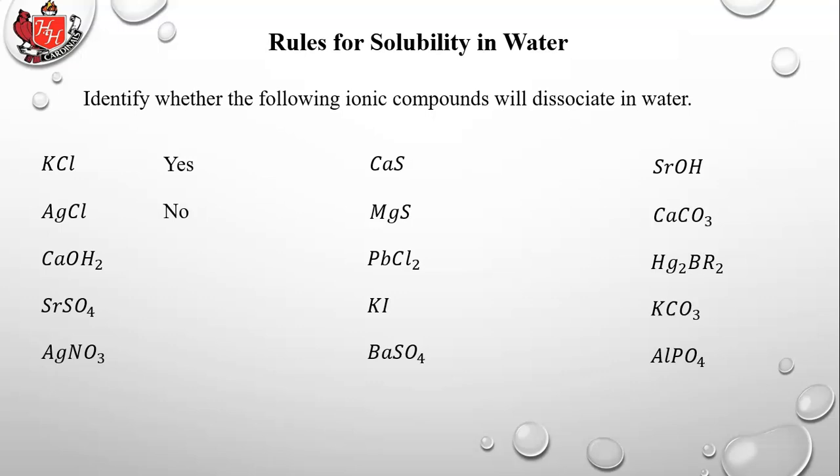What about calcium hydroxide? Yes. Hydroxide will not dissolve with anything except for the three elements that you see on your sheet, and calcium is one of those. How about strontium sulfate? No, that will not dissolve. Sulfate, SO4, will dissolve with anything except five elements, and strontium is one of those five. So strontium sulfate will not dissolve.